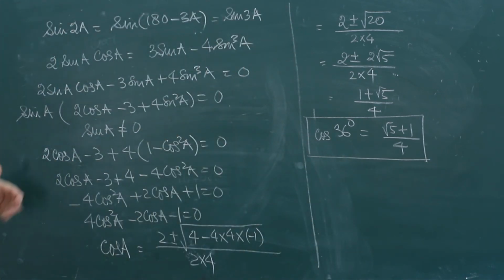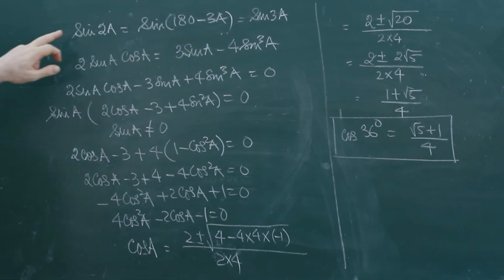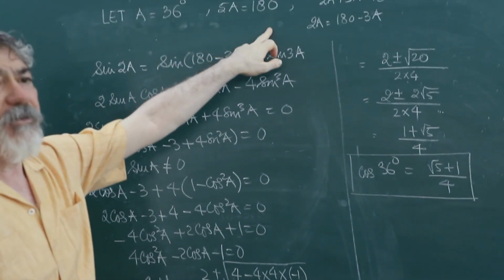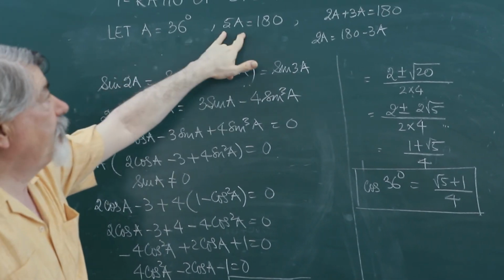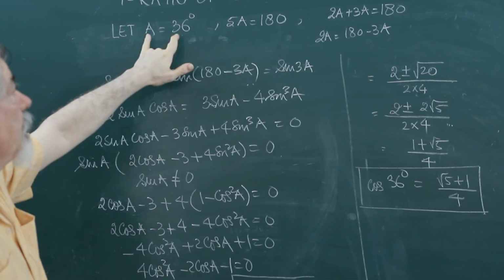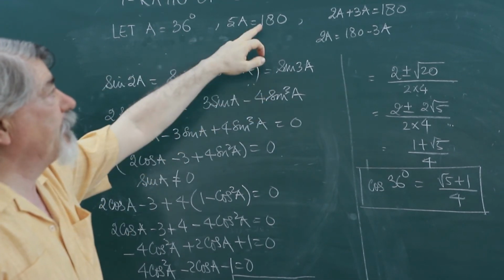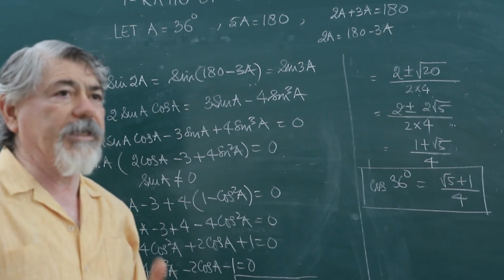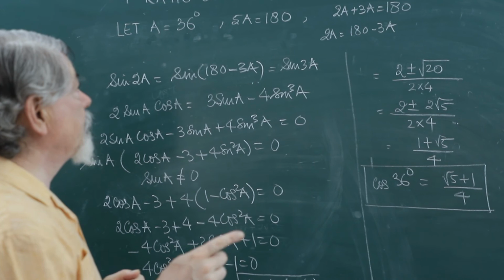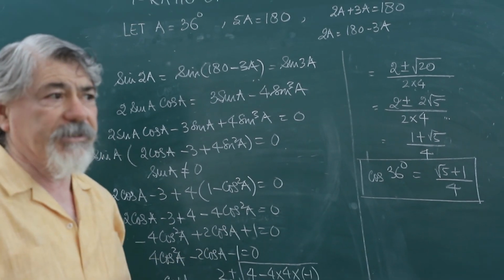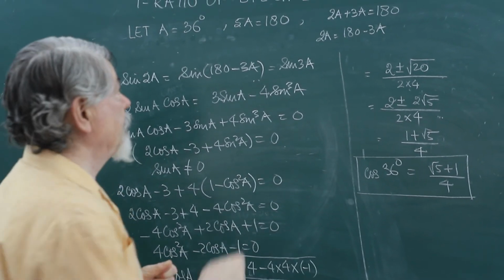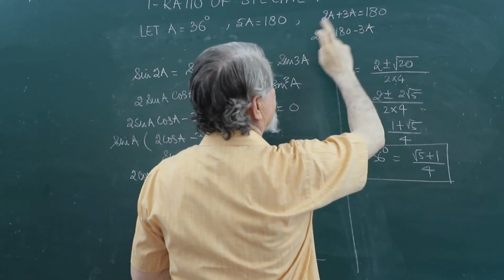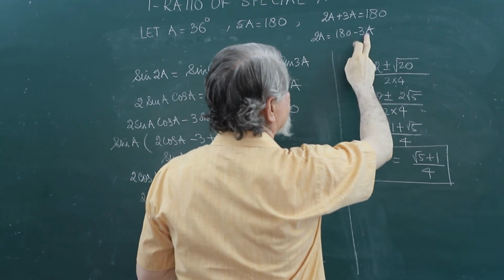You can go through it again and see what we have done. We said let A be 36, so 5A will become 180. This is the process: A is 36, so 5 times A becomes 180, because we are trying to convert them into multiples of 90 or 180. Like in the previous case, when A was 18, we said 5A was 90. So 5A is 180, 5A is 2A plus 3A equals 180, so 2A will be 180 minus 3A.